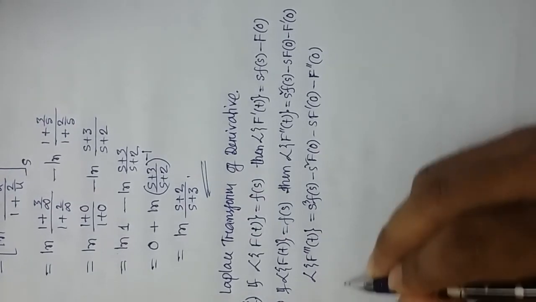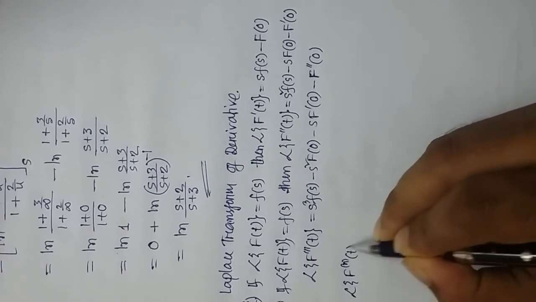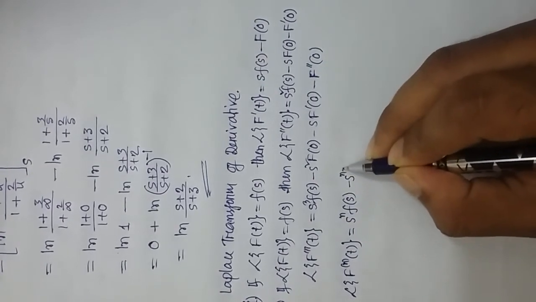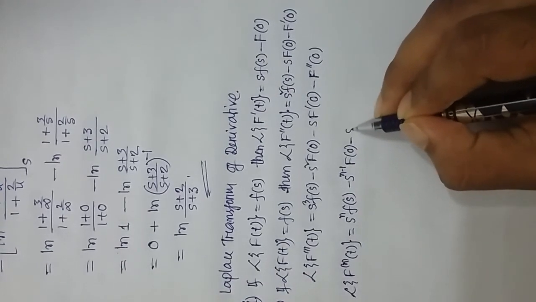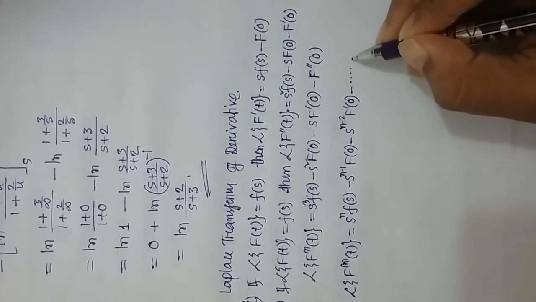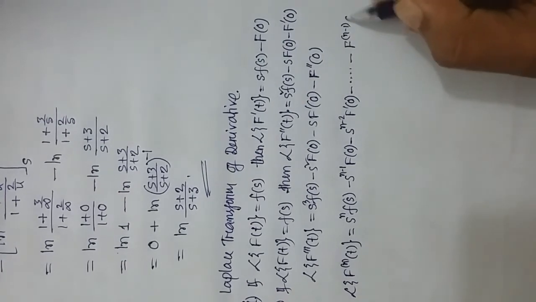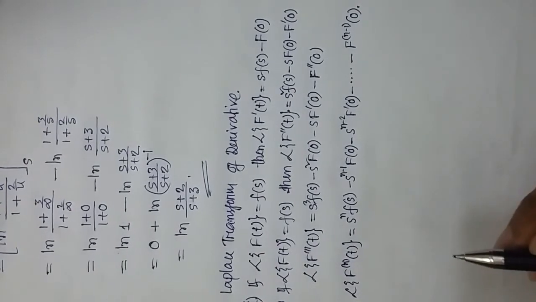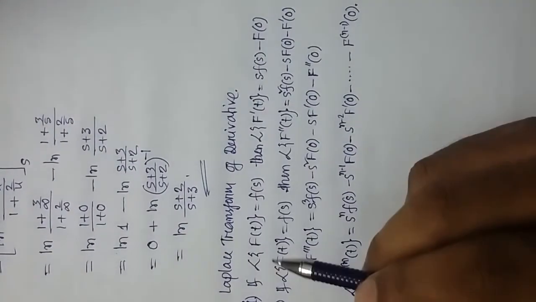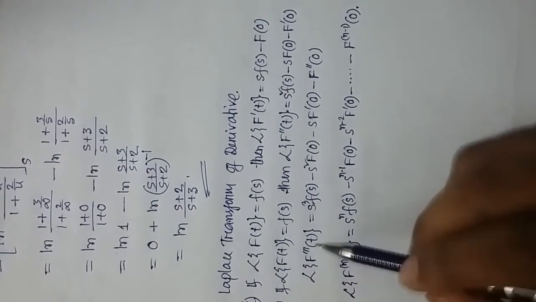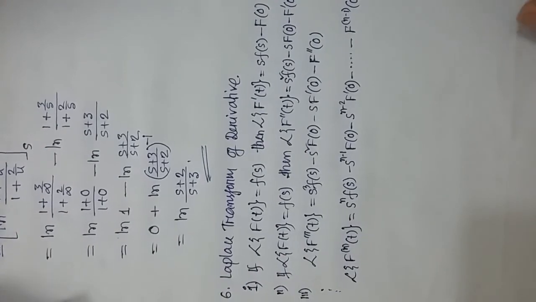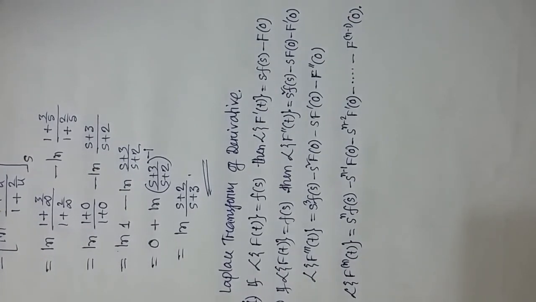So in this way, for L of f n of t, we get the general formula: s to the power n F of s minus s to the power n minus 1 f of 0 minus s to the power n minus 2 f prime of 0, and in this way the last term becomes minus f to the n minus 1 of 0. This is the formula of derivative. We can't show you the application of these formulas here, but we will use them while solving differential equations. Now you will have to practice some problems regarding these properties. Okay, thank you.